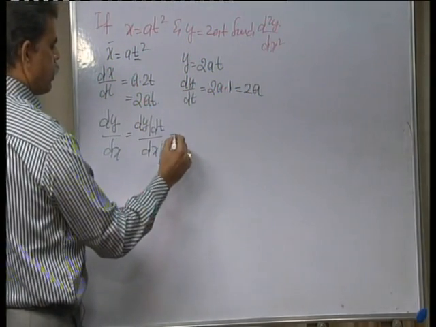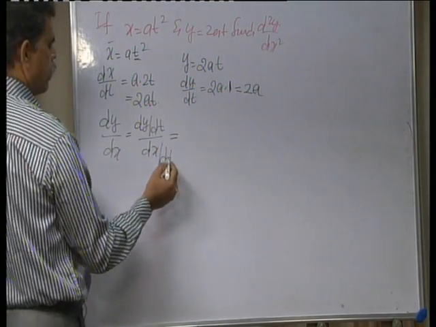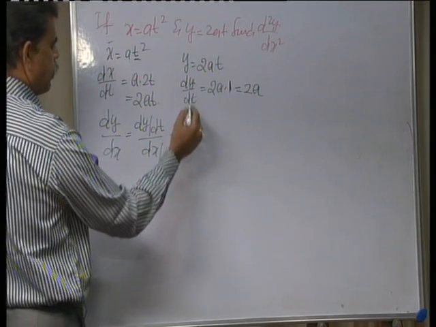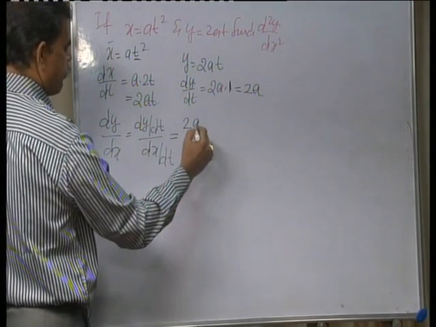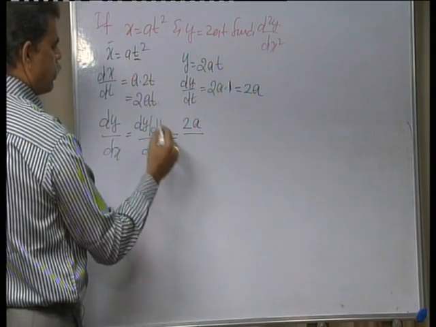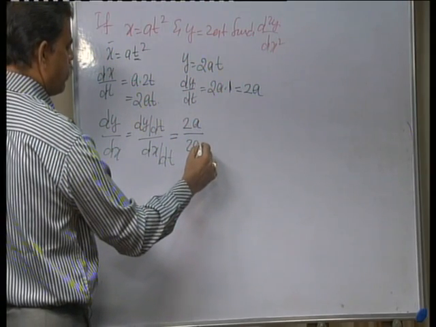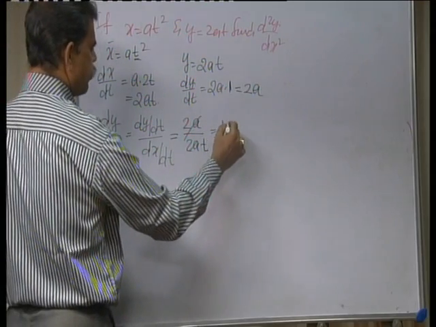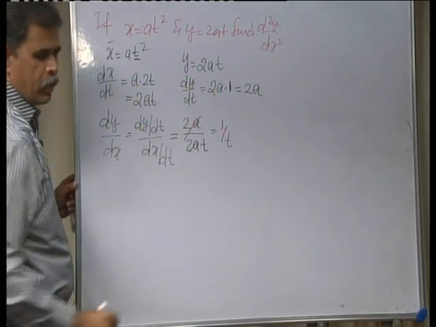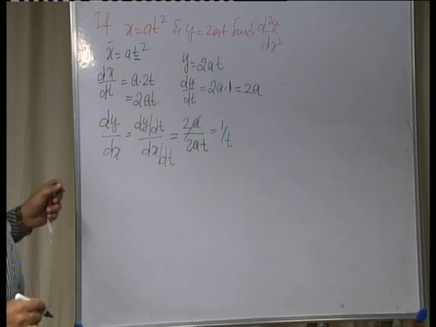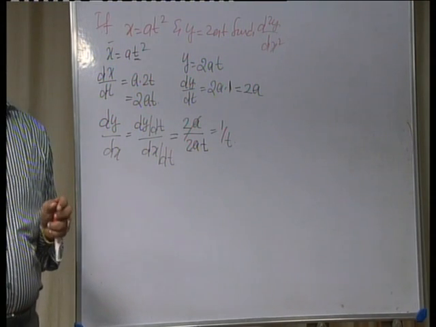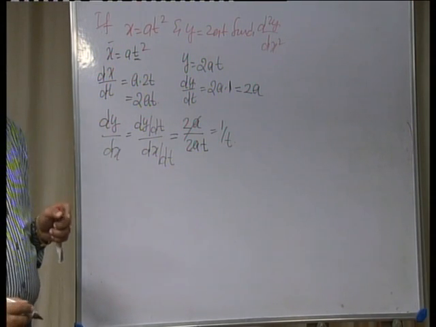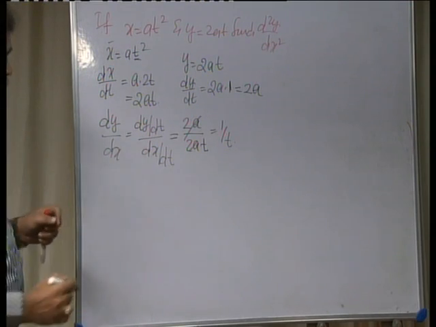By substituting here dy by dt, which is 2a, and dx by dt, which is 2a into t, 2a cancels, it is equal to 1 by t. So, dy by dx is 1 by t.